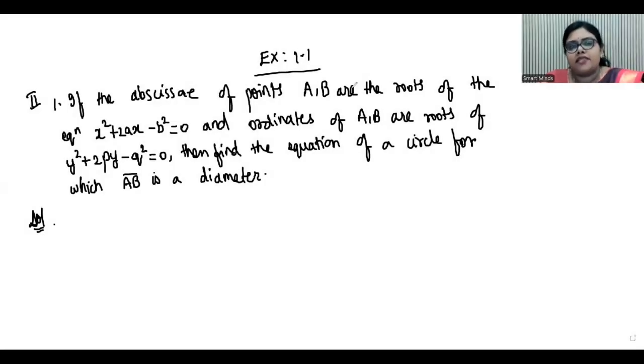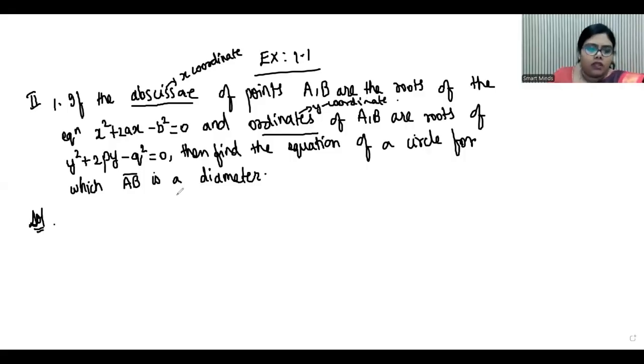So let us cover exercise 1.1, Roman number 2. Question number 1. If the abscissa of points A, B are the roots of the equation x square plus 2ax minus b square equals 0 and ordinates of A, B are roots of y square plus 2py minus q square equals 0, then find the equation of the circle for which AB is a diameter. First you should know what you mean by abscissa and ordinate. Abscissa means x coordinate and ordinate is y coordinate.